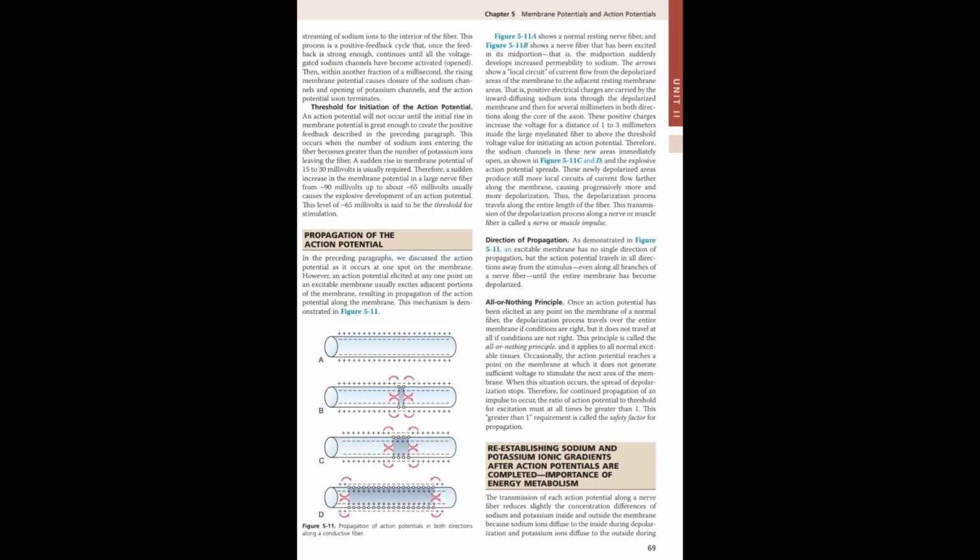Occasionally, the action potential reaches a point on the membrane at which it does not generate sufficient voltage to stimulate the next area of the membrane. When this situation occurs, the spread of depolarization stops. Therefore, for continued propagation of an impulse to occur, the ratio of action potential to threshold for excitation must at all times be greater than 1. This greater than 1 requirement is a safety factor for propagation. Highlight the whole of this paragraph, the all or nothing principle.